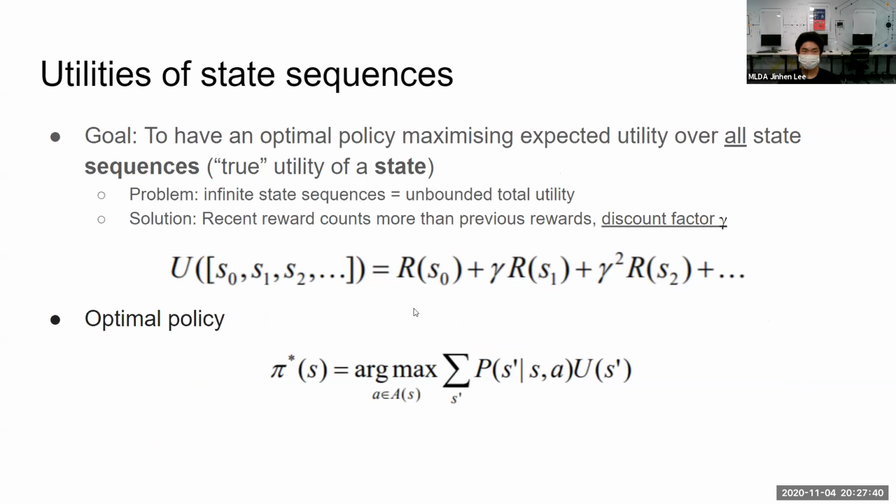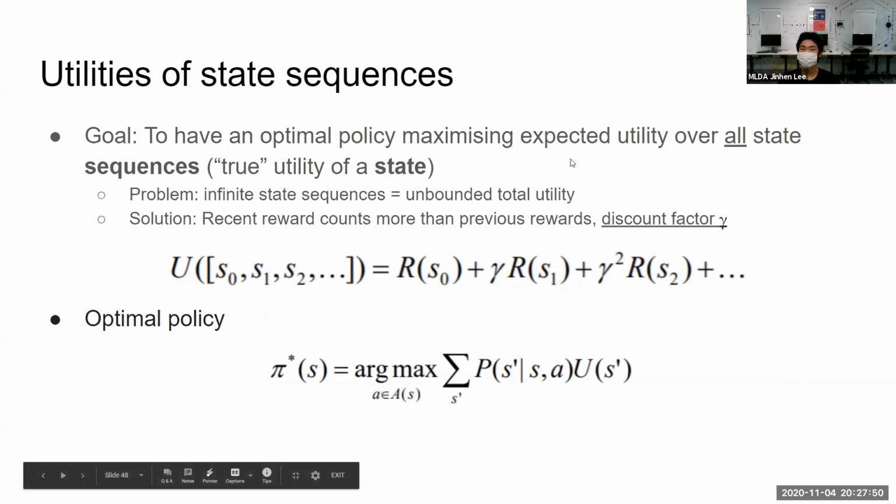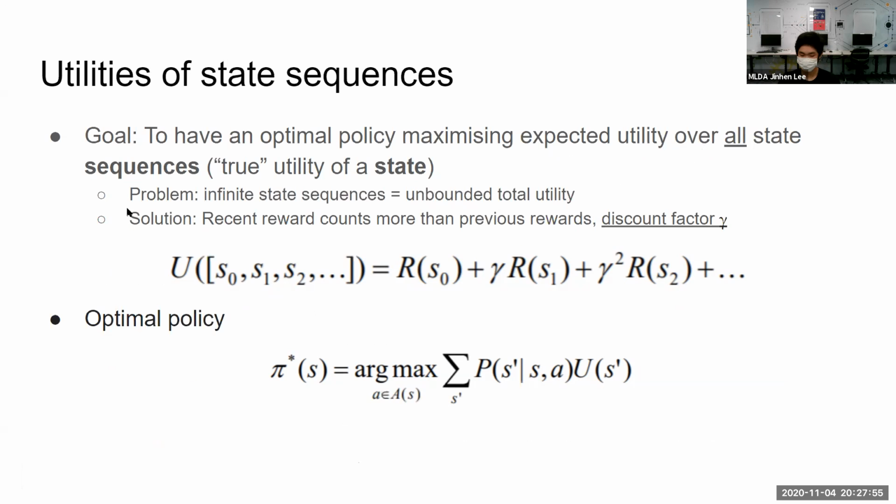Okay, so the utility of a state sequence: we need to define something for our agent to maximize. Our goal is to have an optimal policy maximizing the expected utility, EU, over all the state sequences. This is the true utility of a state. It's the expected utility of all state sequences. You have many state sequences, and then you average the utility, and that's your expected utility.